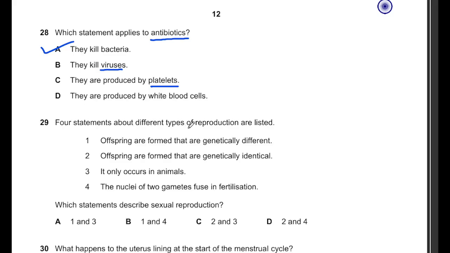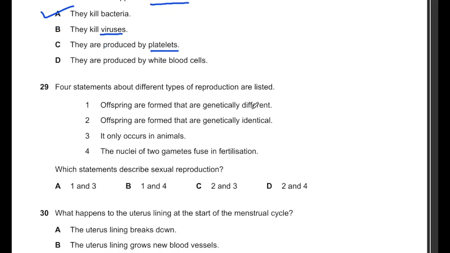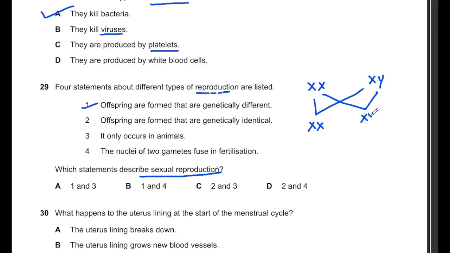Next, four statements about different types of reproduction are listed. Now here, offsprings are formed that are genetically different. Is it true? Yes. Offsprings are formed that are genetically different, and this is related to sexual reproduction. So in sexual reproduction, you have gametes of X and X or X and Y. So either you will have XX or XY. So are they different genetically? Yes, offsprings are different. Like me, you, we are all different from our parents. So it's completely different here.